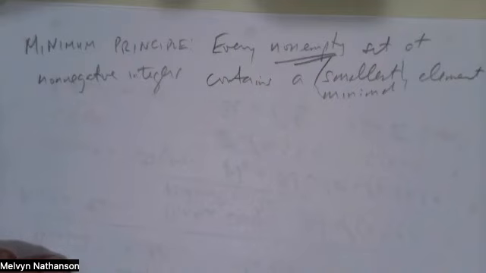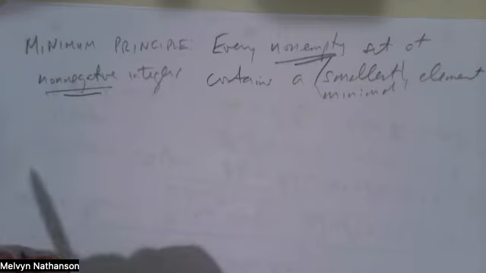This is not true if you take the integers positive and negative, because if you take all the integers, that's a non-empty set, but there's no smallest integer. They go to minus infinity. There's no smallest integer. But if you take a set of non-negative integers, so this non-negative is crucial, it always contains the smallest element.